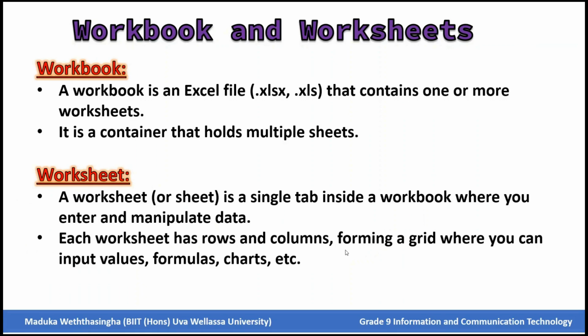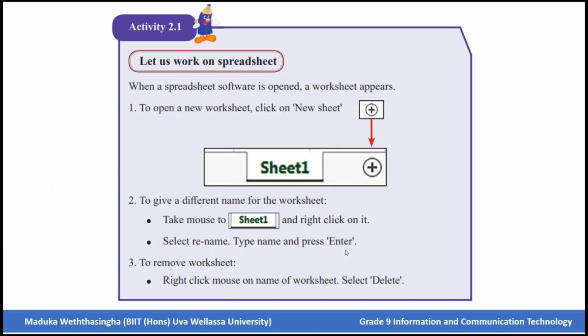Simply, a worksheet consists of many rows and columns. The intersection of rows and columns is known as a cell. A cell is used to input data. Right. Now you can do activity 2.1.